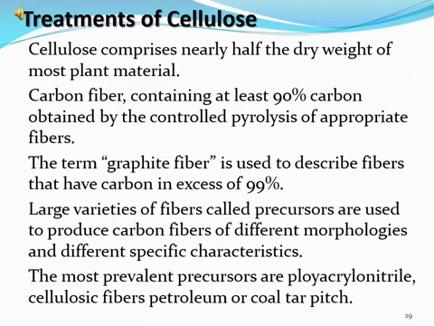Carbon fibers contain at least 90% carbon, obtained by the controlled pyrolysis of appropriate fibers. The term graphite fiber is used to describe fibers that have carbon in excess of 99%. A large variety of fibers called precursors are used to produce carbon fibers of different morphologies and different specific characteristics. The most prevalent precursors are polyacrylonitrile, cellulosic fibers, and petroleum or coal tar pitch.